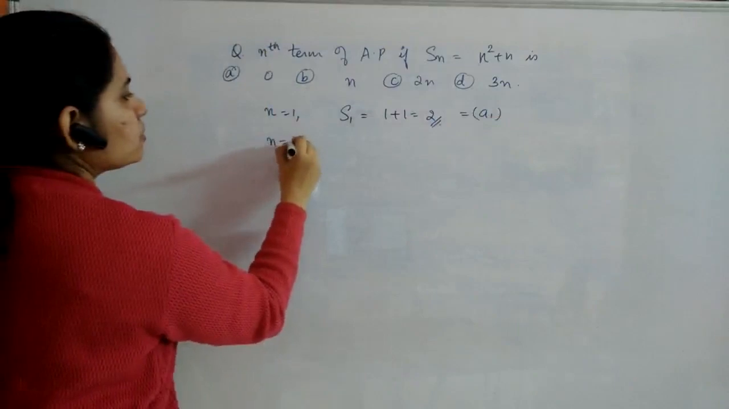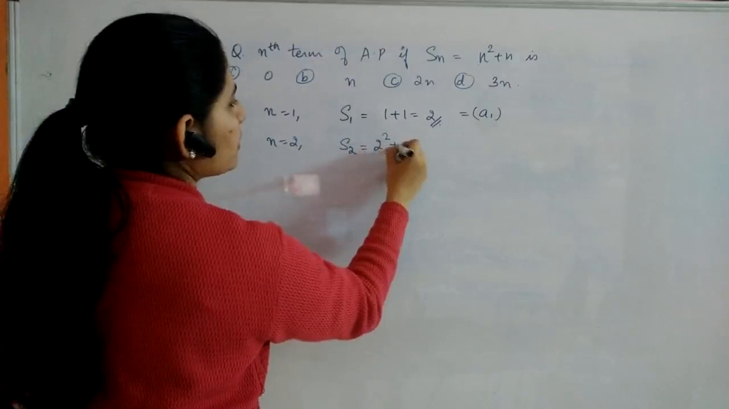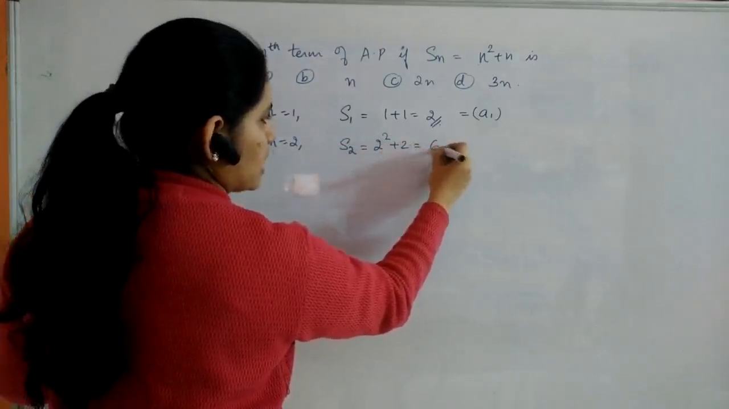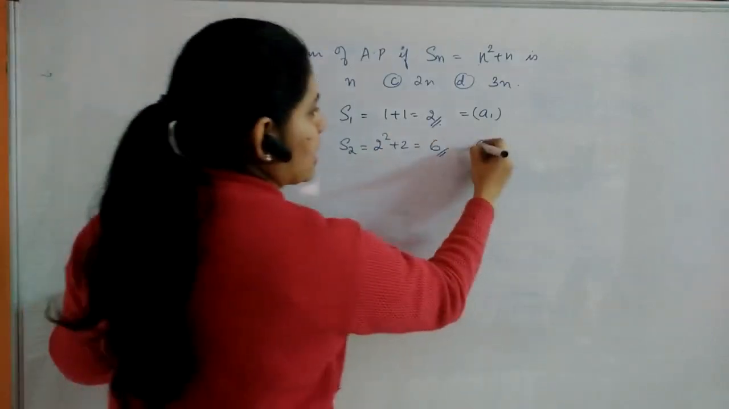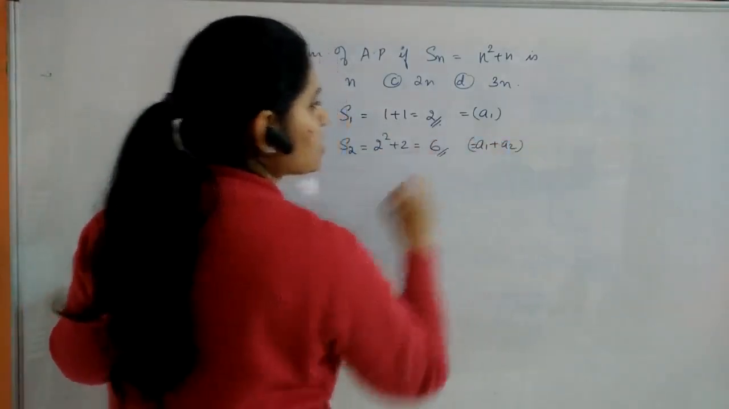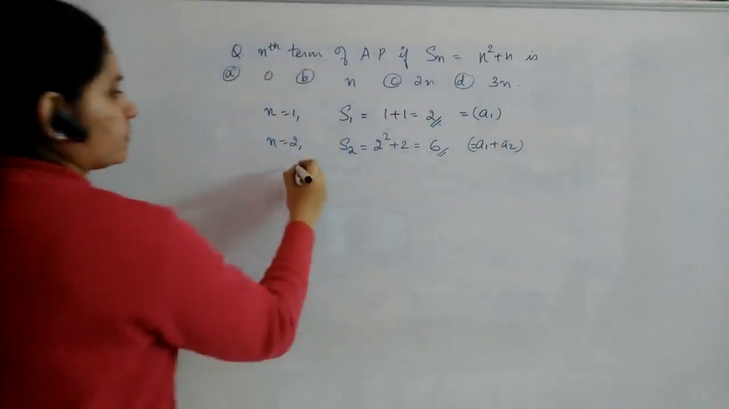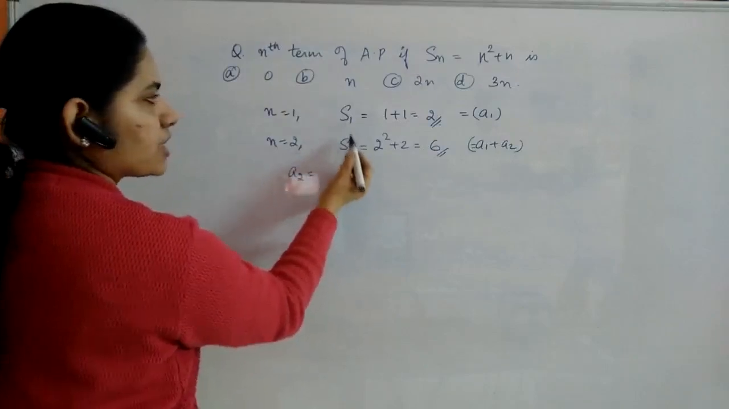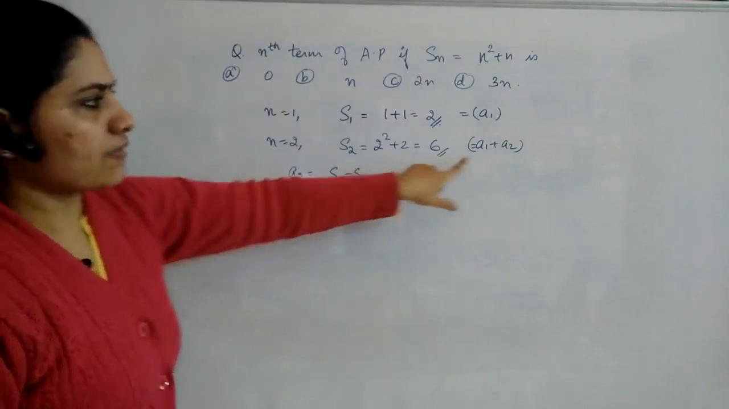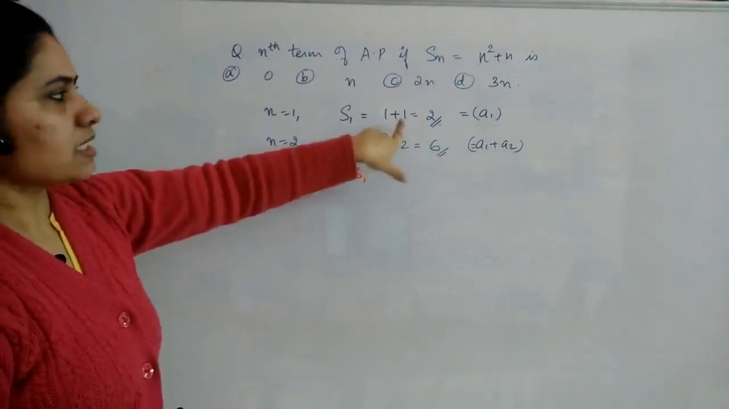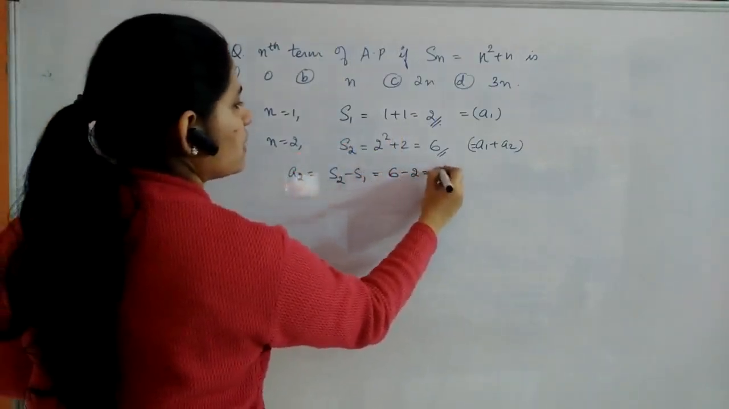Now when n is equal to 2, you will get S2, which will be 2 square plus 2, which is 4 plus 2, 6. And this 6 is actually giving the sum of two terms. That means it is A1 plus A2, right? A1 plus A2 is same as S2. Now from this, you can get the second term. What will be the second term? It will be the difference of these two. S2 minus S1 will give you A2 because A1 plus A2 is this and A1 is this. So A2 is S2 minus S1, that is 6 minus 2, which will give you 4.